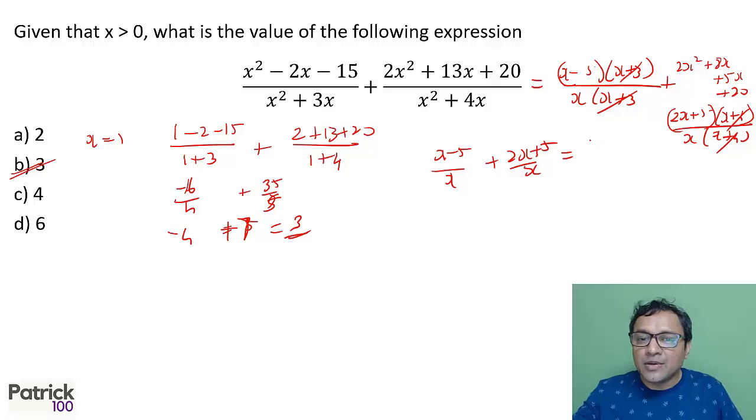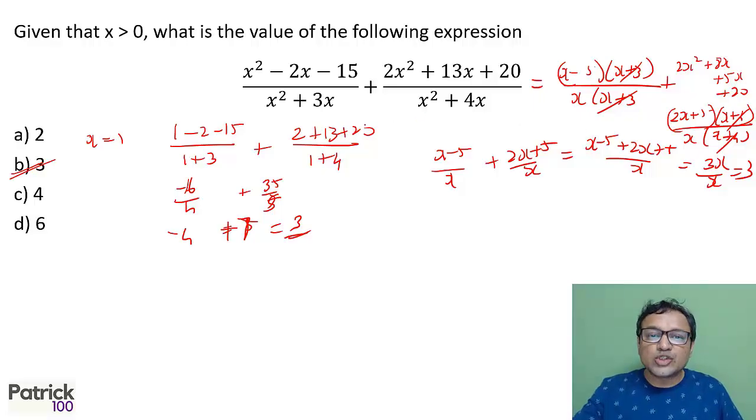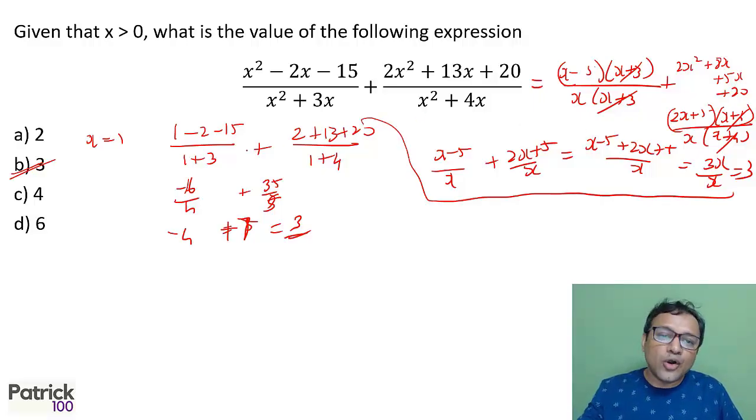If you add it up, it becomes x minus 5 plus 2x plus 5 upon x. Minus 5 plus 5 gets cancelled, 3x upon x, which is 3. So you can solve it, or you can substitute values and get the answer. Either way you should get it.